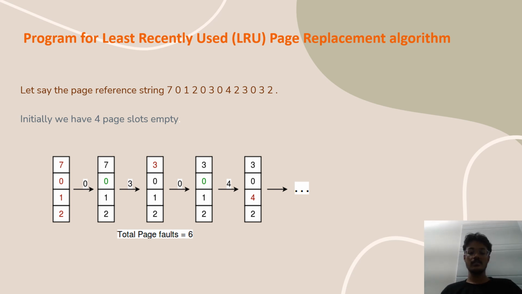Like this it continues until all the items are filled. The problem goes on in this manner only. Then at the end of the problem we got the total page faults as 6. In this way, we have to solve this particular problem manually. Then I will tell you how to write a program for this LRU algorithm. I think you understand this concept.